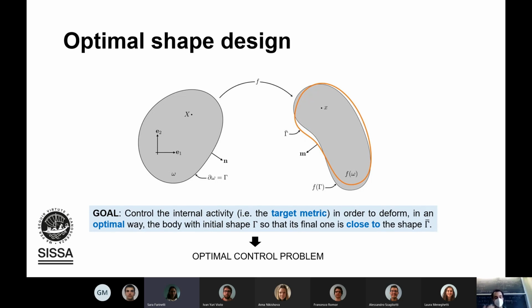Okay, so there are three ingredients to introduce. We have to introduce the mechanical model, a notion of optimality, and a notion of distance between shapes.